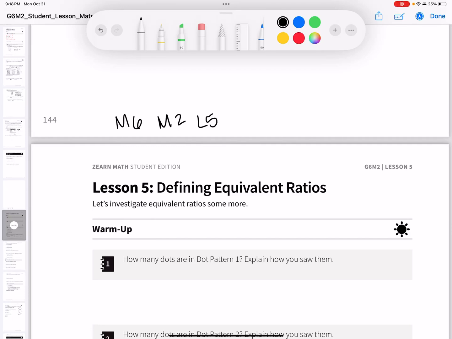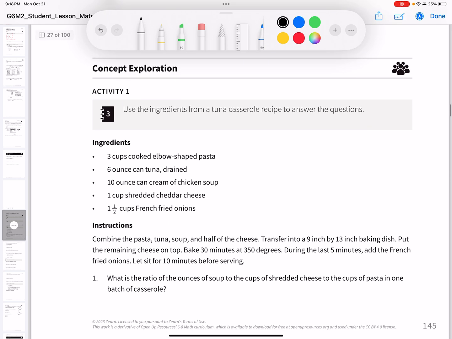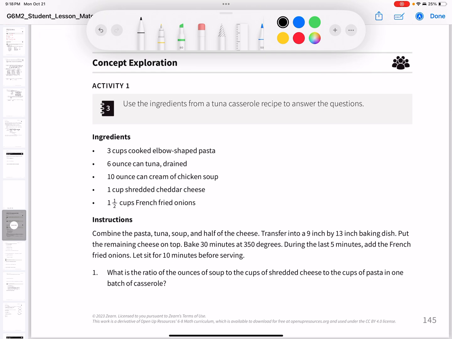Today we are doing Math 6, Mission 2, Lesson 5, Defining Equivalent Ratios. So there are dot patterns for the warm-up. We are going to skip this, go down to Activity 1. Use the ingredients from a tuna casserole recipe to answer the questions.